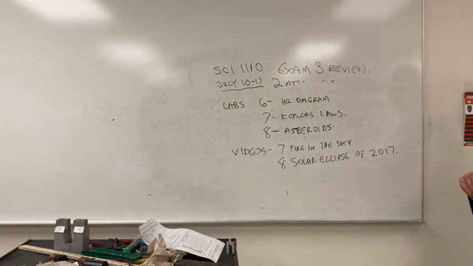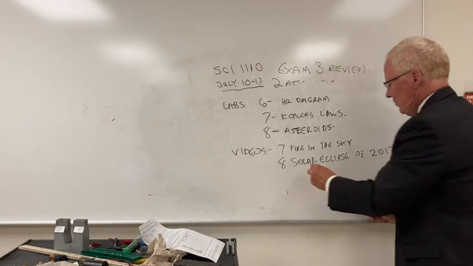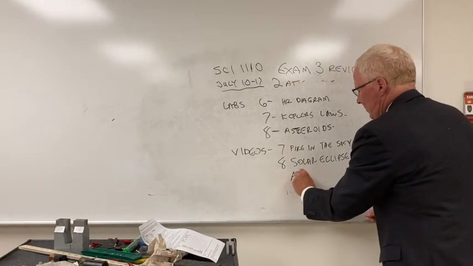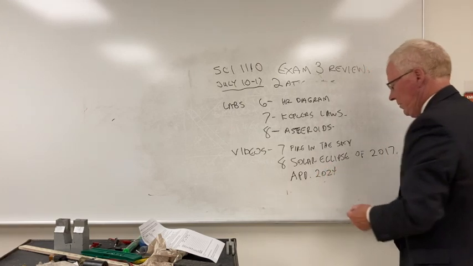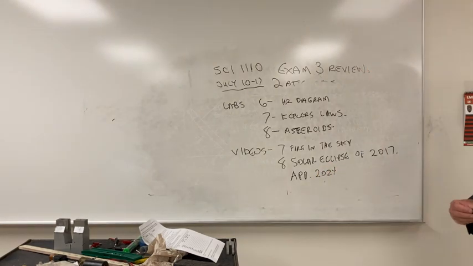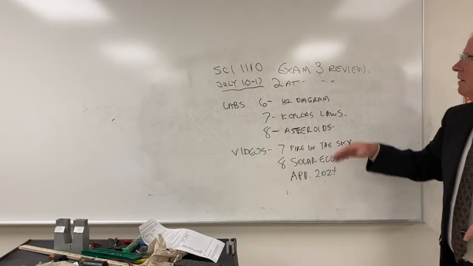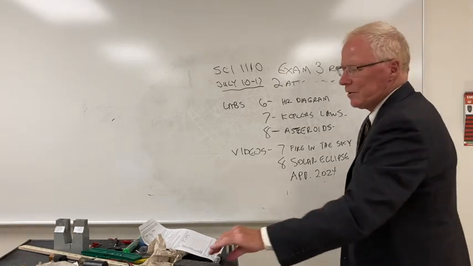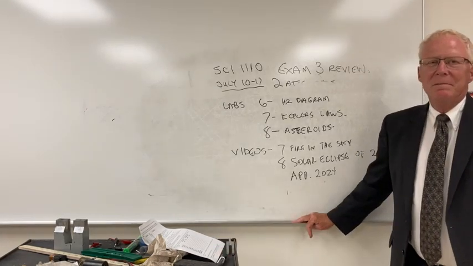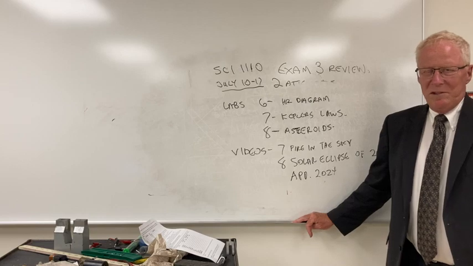So just keep in mind, the next solar eclipse visible in the U.S. will be in April of 2024. So that's less than 3 years away. All right, so that's exam 3, which again opens on July 10th, and you'll have 2 attempts for that. Okay, so that's the review for the exam, and we have one more exam and then the final.